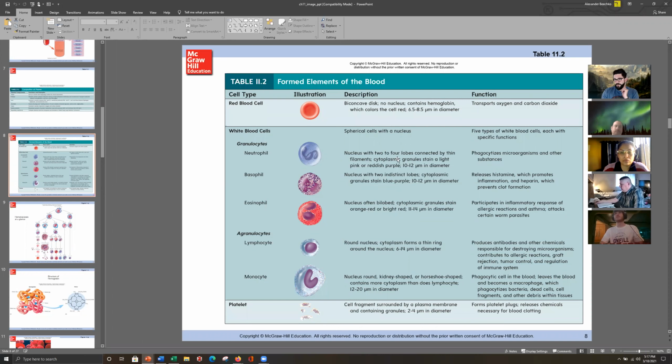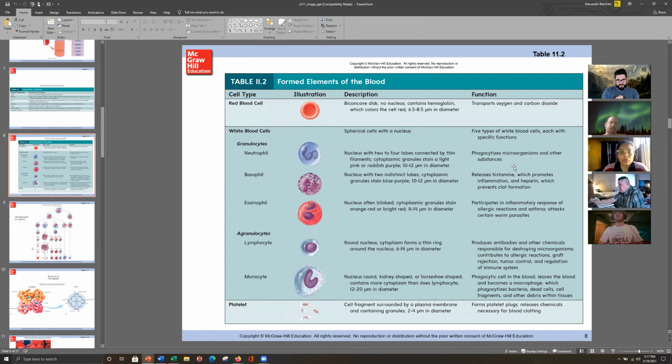They're one of the most common leukocytes that we have in our body. It's got a nucleus with either 3 to 4 lobes connected to one another via filaments. We use these to phagocytize microorganisms and other substances. So they're one of the main initial responders to an infection.